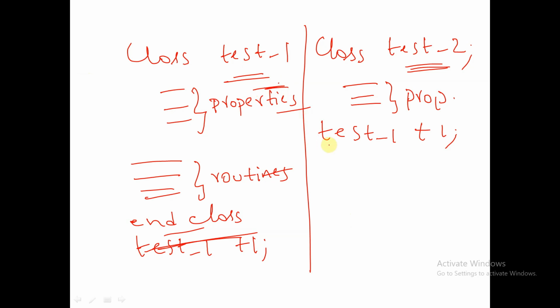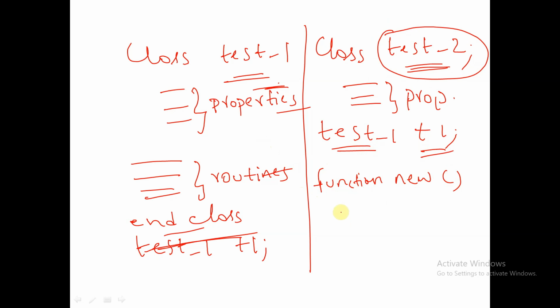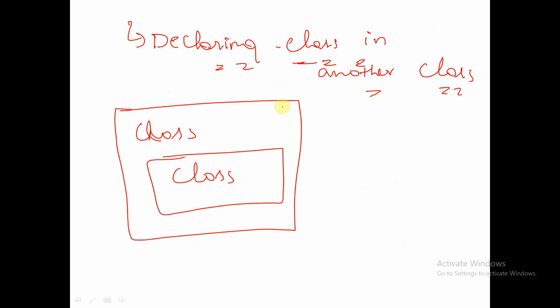I can declare the handle of my test_one class as t1 inside this class test_two. If I want to create the object of test_one, within the function new, I will create the object for my class test_one like this. This is how we can declare a class inside another class, and we can also access the properties and routines of test_one from test_two using the declared object. So this is the process of declaring one class inside another class. Is this okay?